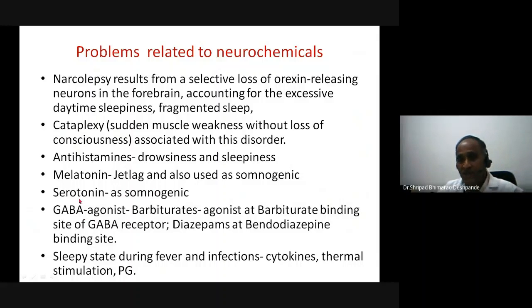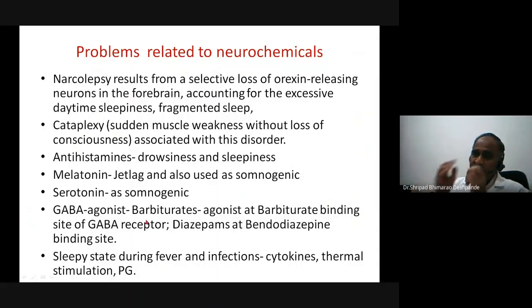Now we have GABA. It is the major sleep-inducing neurotransmitter, and if you look at any of the GABA agonists, they will produce sleep, like barbiturates. Barbiturates act as an agonist at a barbiturate binding site on the GABA receptor complex.